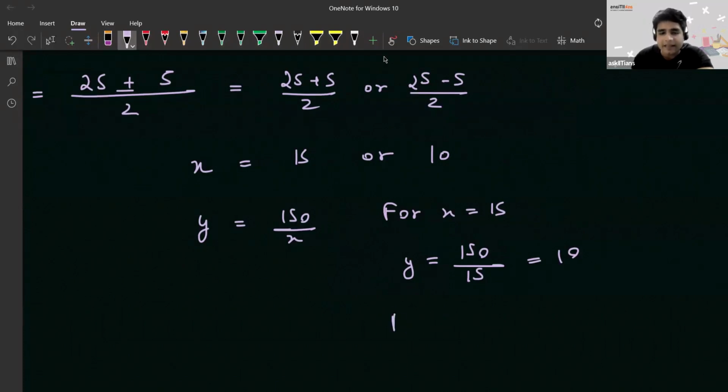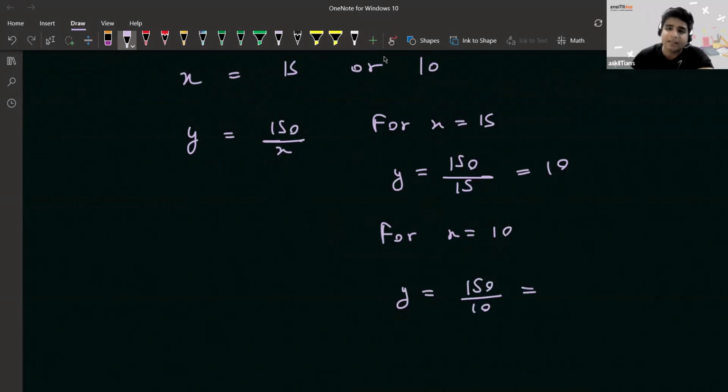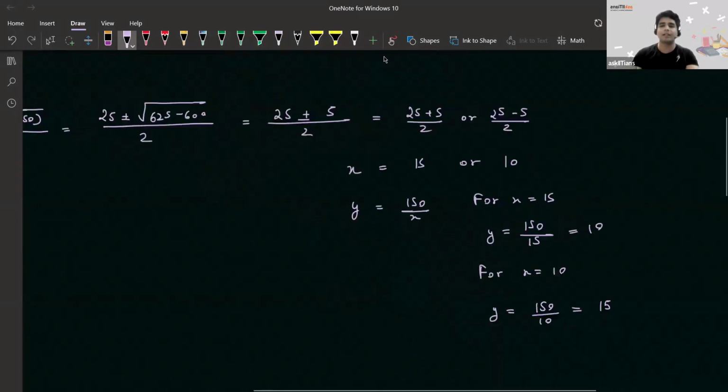And for the second case, for x is equal to 10, it is going to be how much, everyone? y is equal to how much? 150 divided by 10, right? For the second value, x is equal to 10. So that is going to be 15, right? Is this clear, everyone? Tell me yes or no. Any doubts till this point?